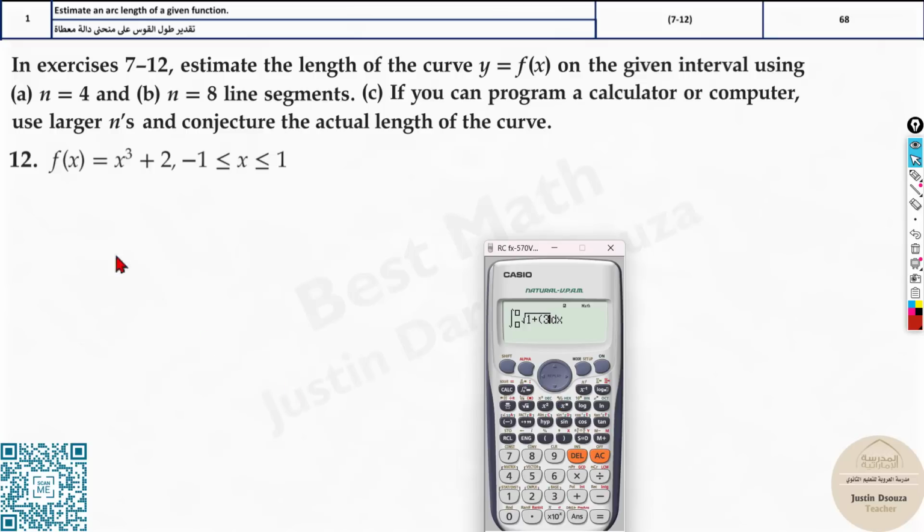Now here the derivative of x cube is 3x squared. I'm directly writing it out, and this will become 0. 2 is 0. So close it and square it up again.